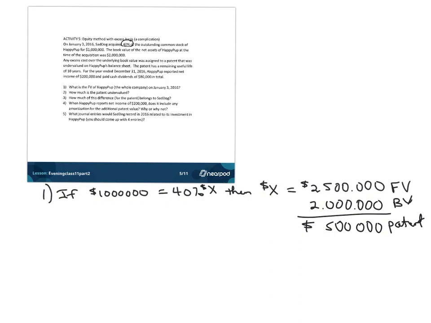Number 3 says how much of this patent difference belongs to Sad Dog. Well, Sad Dog has 40%. So that means Sad Dog has $200,000, right? Which is $500,000 times 40%.